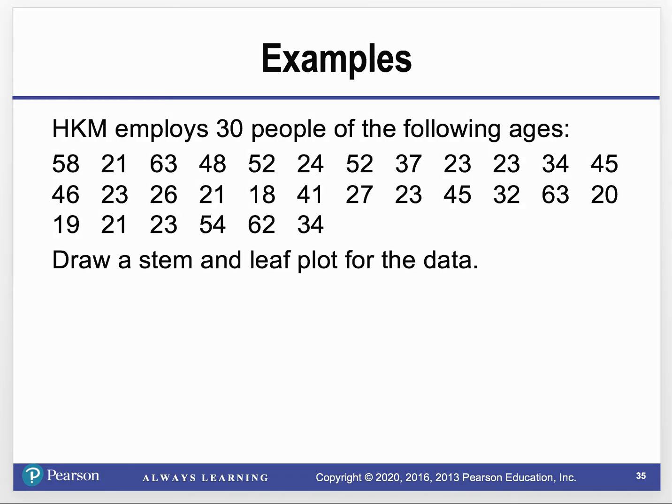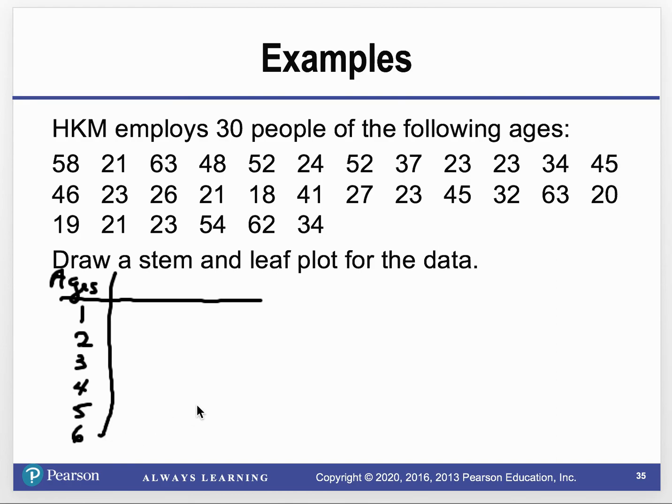HKM employs 30 people of the following ages. Draw a stem and leaf plot for the data. Okay, same thing. I need my highest and lowest data value. I see an 18, I see a 62, 63. Okay, teens to 60s. So if I'm drawing a stem and leaf plot, my stems will be teens, 20s, 30s, 40s, 50s, 60s.